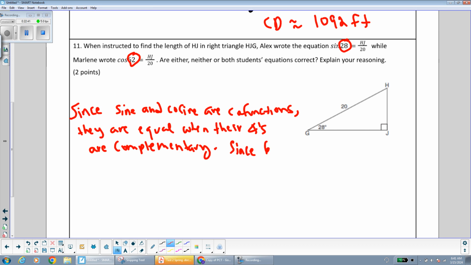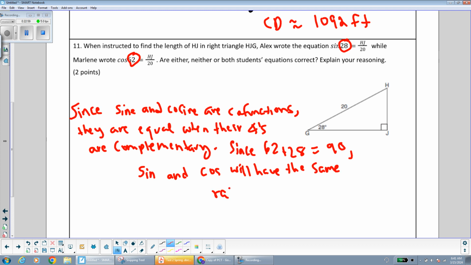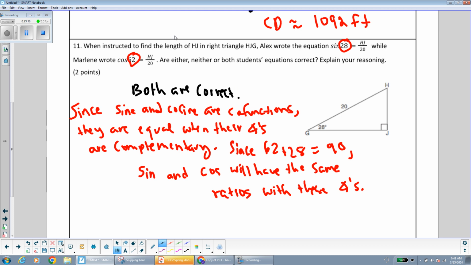Since 62 plus 28 is equal to 90, sine and cosine will have the same ratios with these angles. And make sure to answer the question. Both are correct. Once again, this is only one way to explain it. You could have also explained why each trig ratio is correctly set up, opposite over hypotenuse, adjacent over hypotenuse.